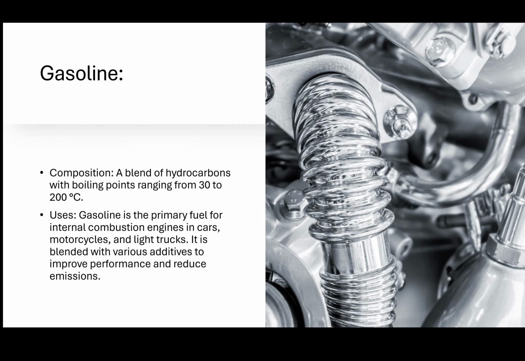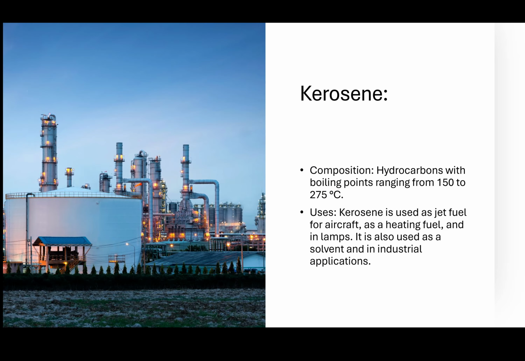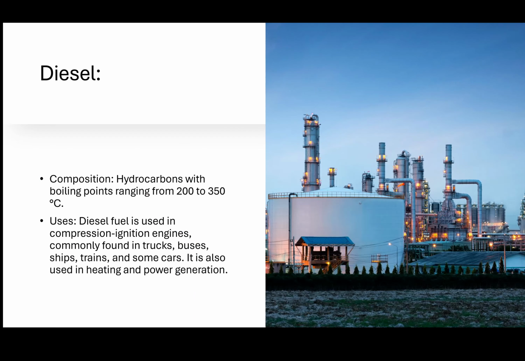All right. So looking at that, kerosene is composed of hydrocarbons with boiling points ranging from 150 to 275 degrees Celsius. Kerosene is used as jet fuel for aircraft, used as heating fuel and in lamps. It is also used as a solvent in industrial applications. So it is a non-polar solvent. Not everything will dissolve in water, obviously. We have to use a non-polar solvent for non-polar solutes. So kerosene and toluene and stuff like that are used for it.